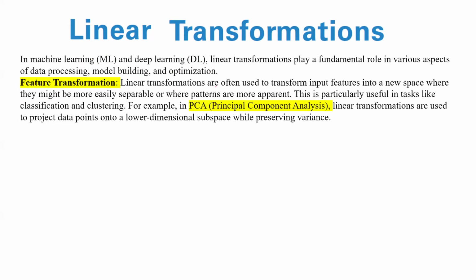Linear transformations are usually used to transform input features into a new space where they might be more easily separable, or it helps to identify the pattern. This is particularly useful in tasks like classification and clustering. For example, in PCA, or principal component analysis, linear transformations are used to project data points onto a lower dimensional subspace.